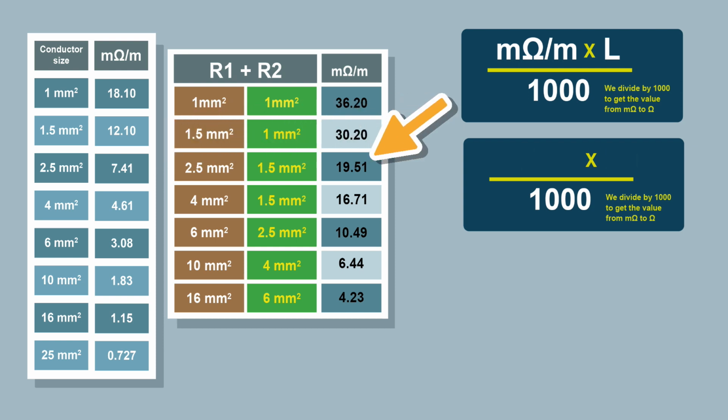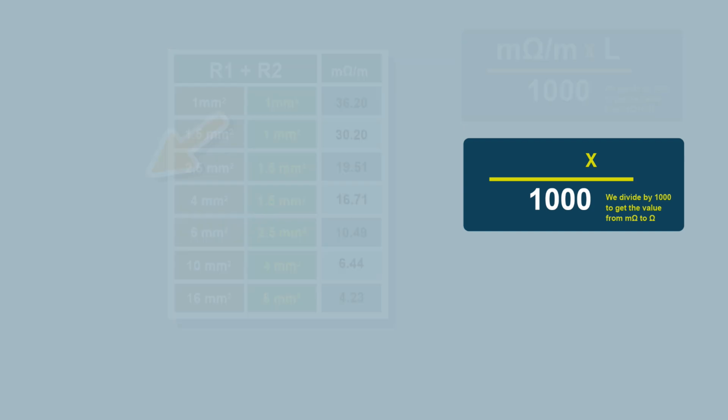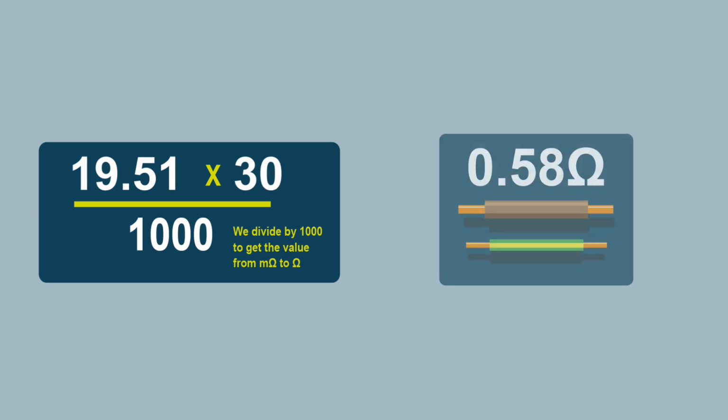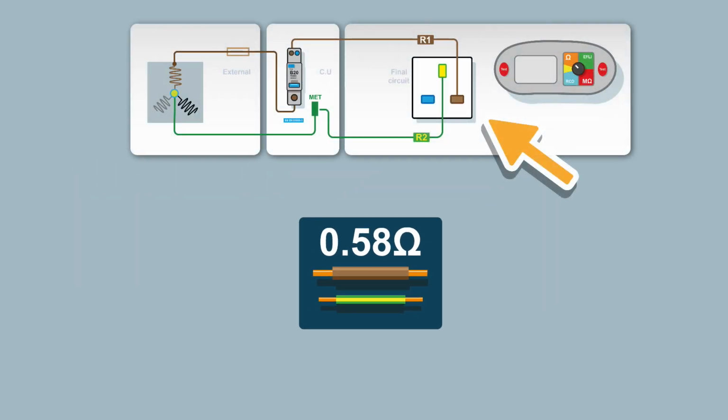The on-site guide also gives us the combined R1 plus R2 milliohms per meter, which is 19.51. And as you can see, all they've done is add the value for 1.5 and 2.5 together, got 19.51. So we'll use this value to calculate our R1 plus R2. So 19.51 times 30 divided by 1000 gives us 0.58 ohms. So our R1 plus R2 is 0.58 ohms.